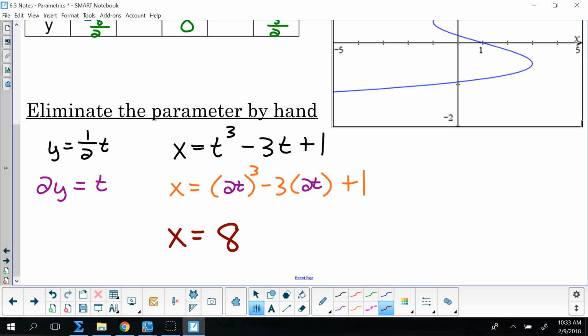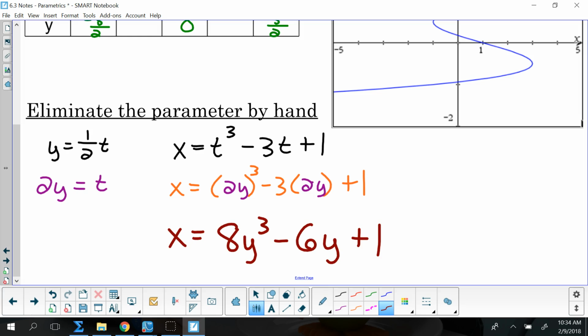So then that becomes x equals 8, whoops, I put t. That should be y. Not adding t's, I'm taking t's out. So that gives me x equals 8y cubed minus 6y plus 1, which is a cubic tipped on its side. Tip me over and pour me out, because it's y cubed instead of x cubed. Which is what we get there.